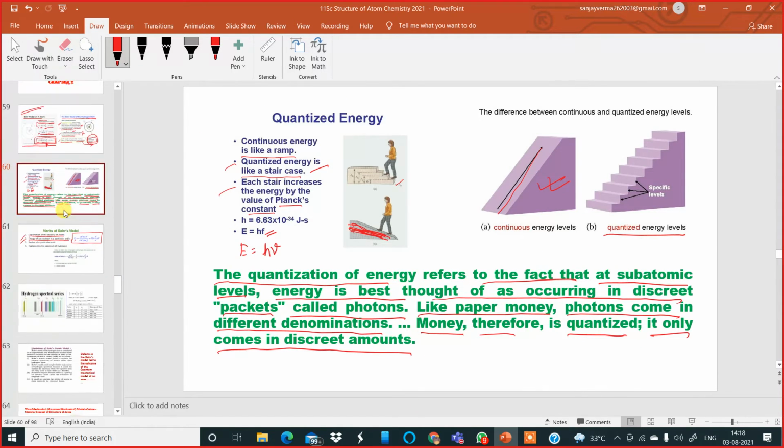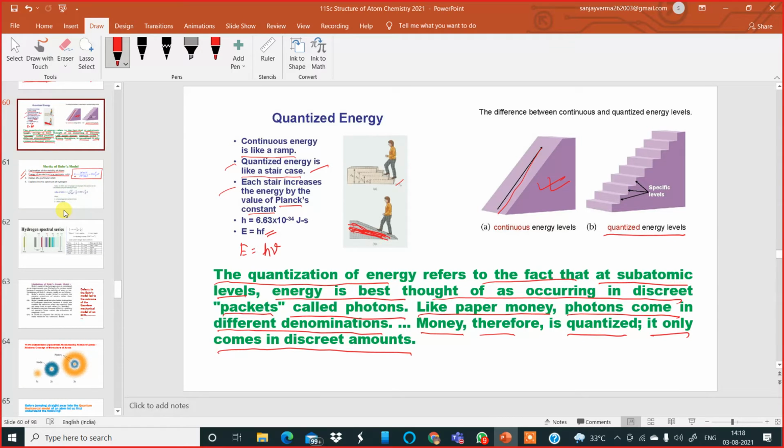Now, on the next slide, I have tried to explain the quantized energy. Continuous energy is like a ramp, which is not quantized. But quantized energy is like a staircase. Each stair increases the energy by the value of Planck's constant, which is 6.63 into 10 power minus 34 joule second, and this energy is equal to hf or h nu. So this is continuous, and this one is quantized energy levels.